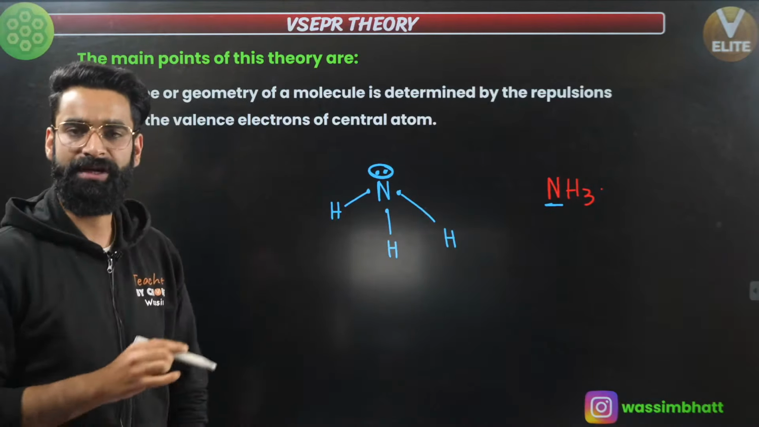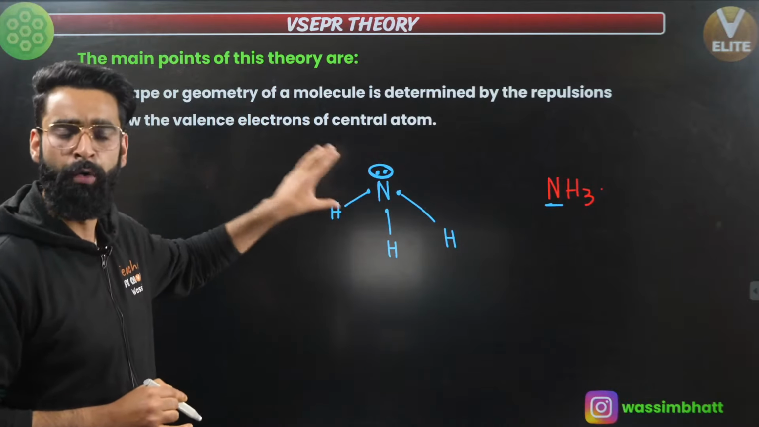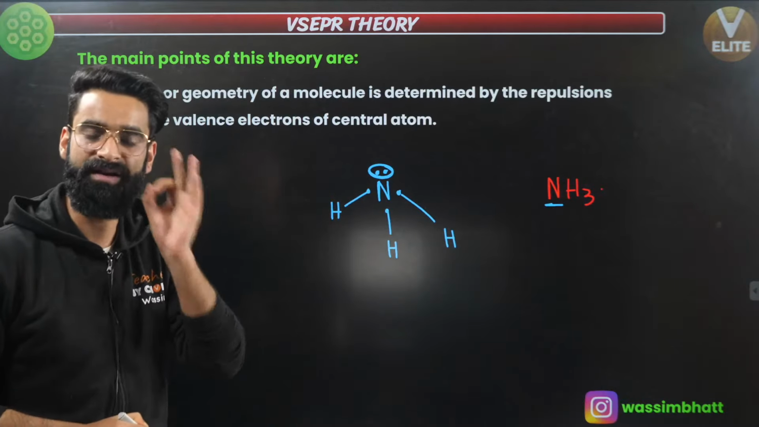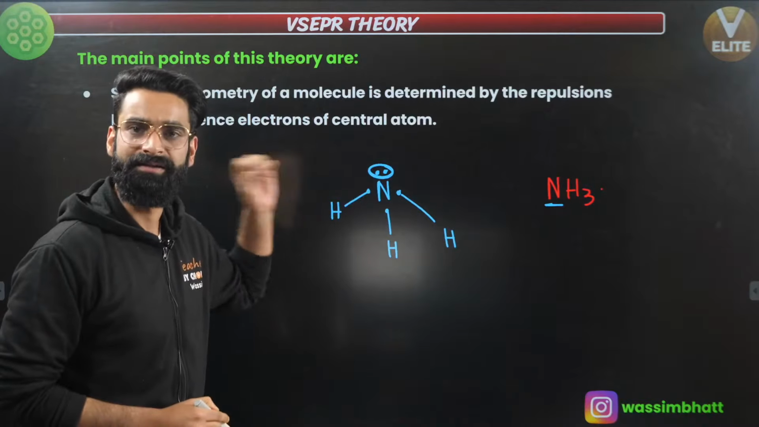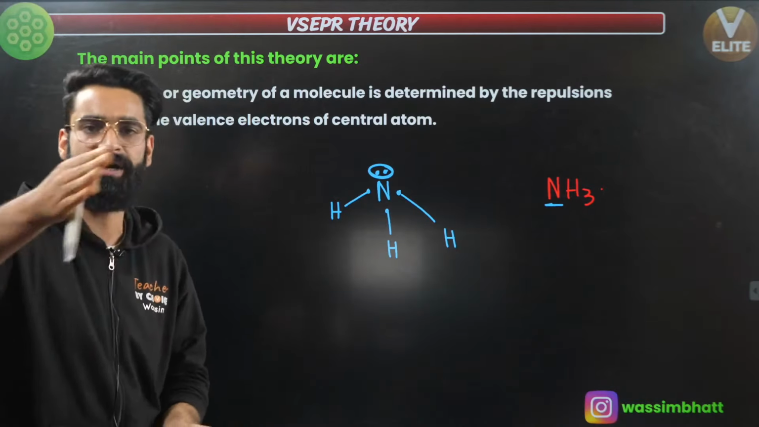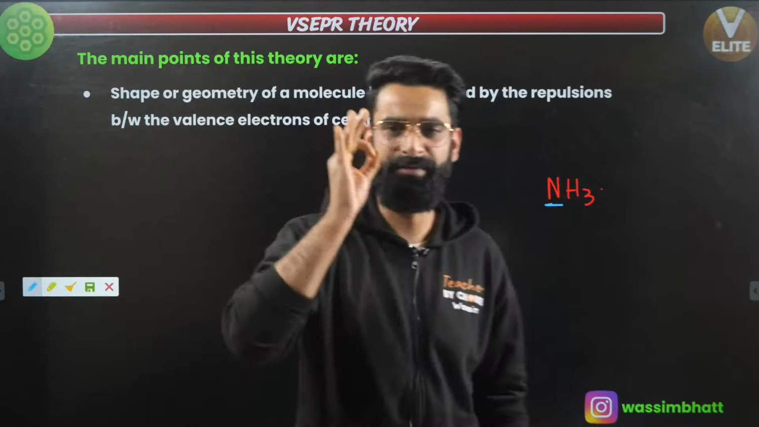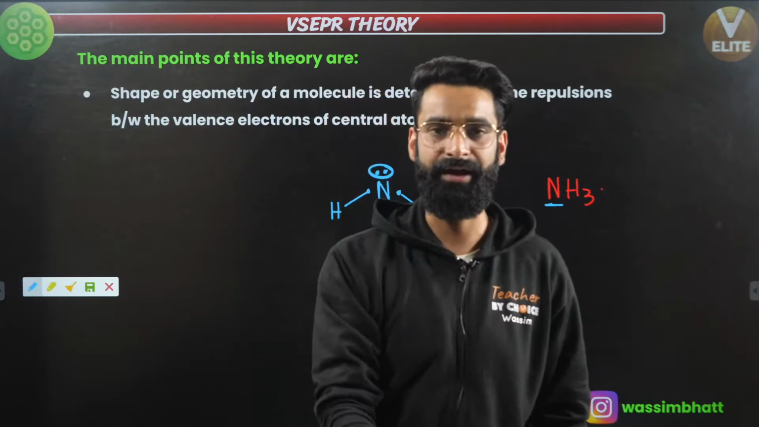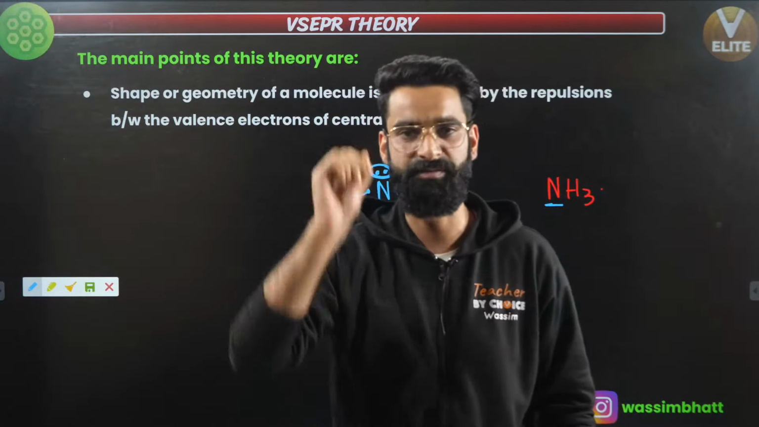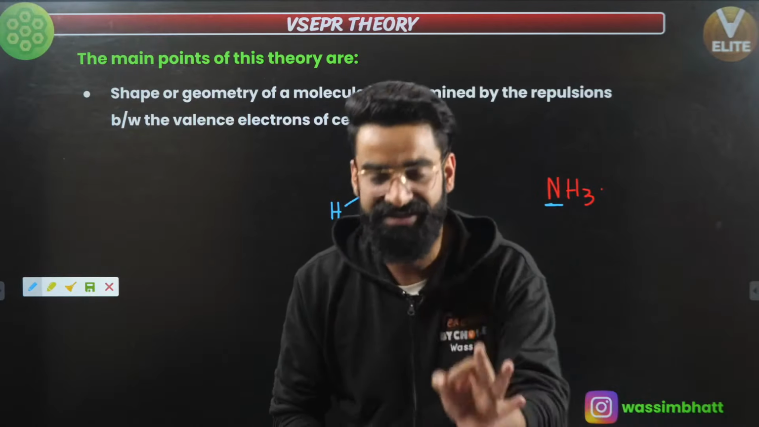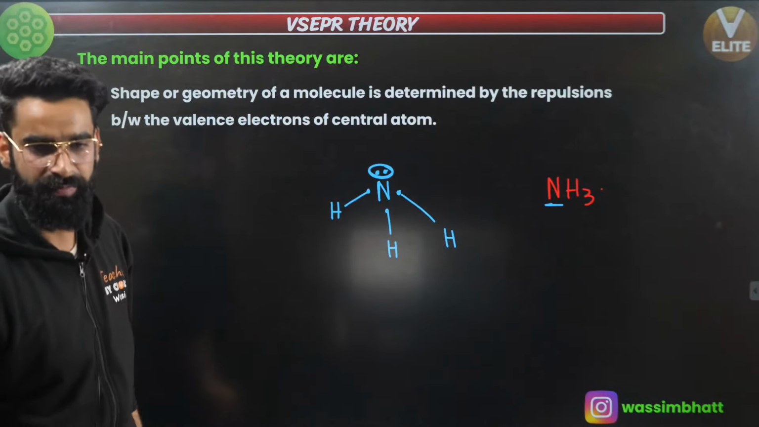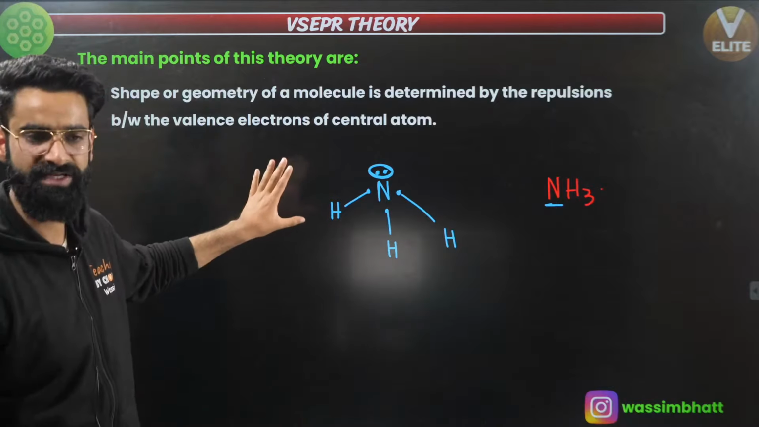As per valence shell electron pair repulsion theory, whenever you want to know the shape of the molecule, it is entirely governed by the repulsions between lone pairs, the repulsion between bond pairs, and the repulsion between lone pair and bond pair. Whenever you need to predict the shape of the molecule, keep this in mind: the shape is governed by the repulsions between these bonding and non-bonding electron pairs. I'm sure this point is clear to you.